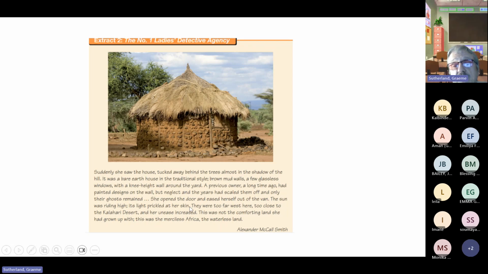She opened the door and eased herself out of the van. The sun was riding high. Its light prickled at her skin. They were too far west here, too close to the Kalahari Desert, and her unease increased. This was not the comforting land she had grown up with. This was the merciless Africa, the waterless land.